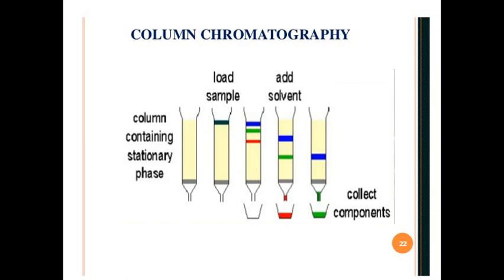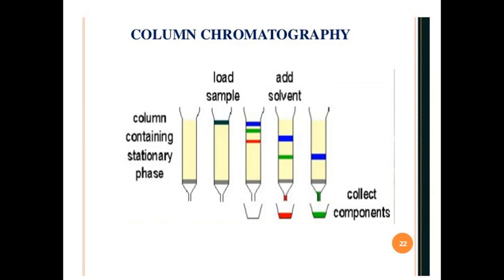Today we are going to start column chromatography. In the previous lecture, we discussed planar chromatography and studied two examples: paper chromatography and thin layer chromatography. Now today we are going to discuss gel filtration chromatography. But before that, first of all you should know about column chromatography. Gel filtration chromatography is a type of column chromatography.